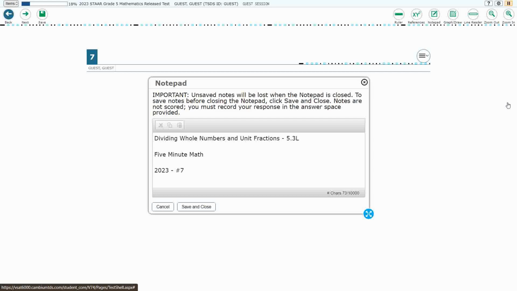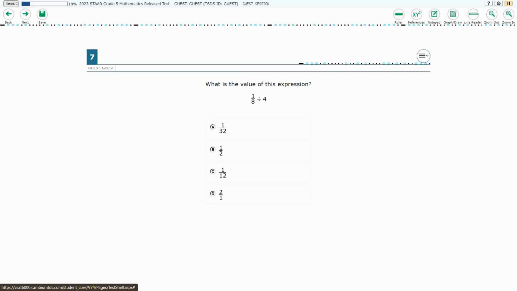Today we are looking at the fifth grade concept of dividing whole numbers and unit fractions. This is standard 5.3L in the great state of Texas. We are using item number 7 of the 2023 released STAAR test. If you haven't done so already, please go ahead and take a moment to pause the video, work this problem out on your own, unpause it, and we will look at our answers together.